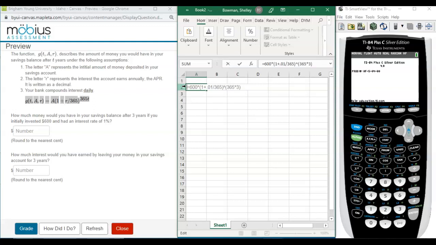If it doesn't, it comes up error. We need to go back in and see what did we do wrong. So we're going to press enter. That will give us the final amount after 3 years.